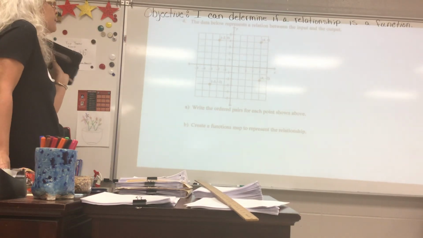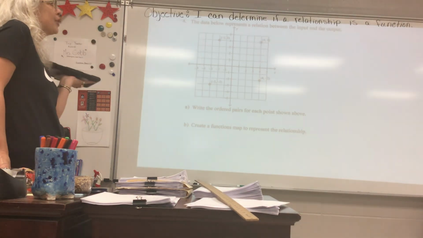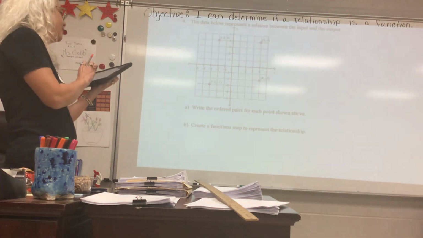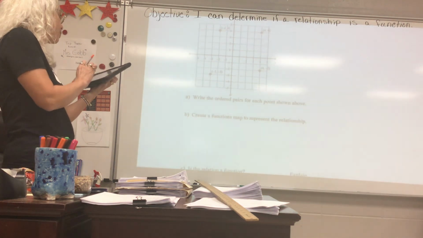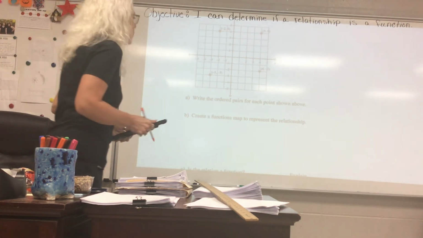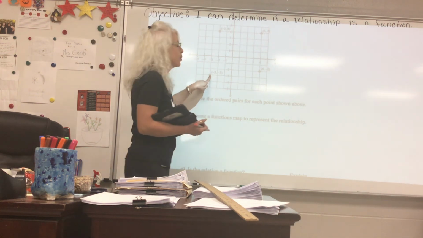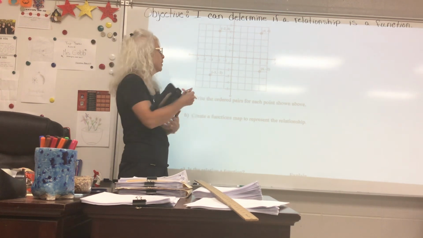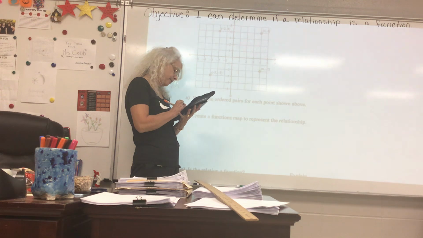Number 4, the data below represents a relation between the input and the output. Part A, write the ordered pairs for each point shown above. What is the ordered pair for this point? Negative 3, negative 3. Make sure you put them inside of parentheses and then put a comma.